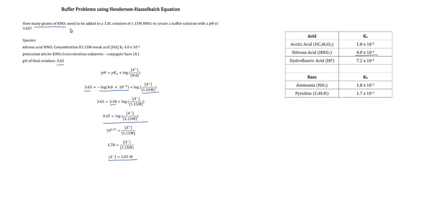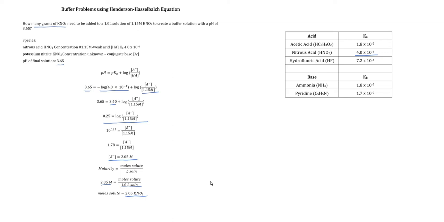So if we remember that molarity is moles of solute over liters of solution, I know my molarity for my potassium nitrite is 2.05. I just figured that out. The problem also told me that I have 1 liter of solution. Thank goodness for putting ones in, right? So I can solve for my moles of solute, and that is really simple. That's still just 2.05 moles of potassium nitrite.